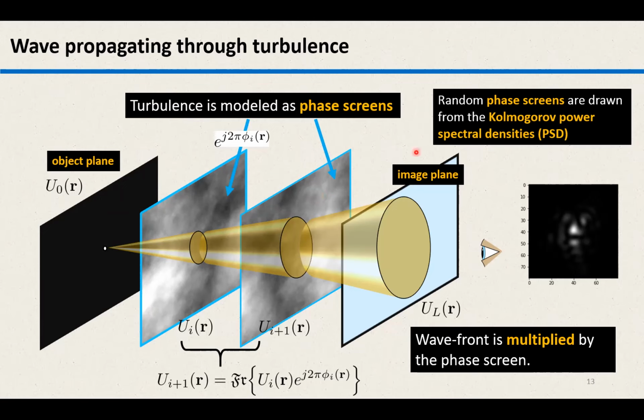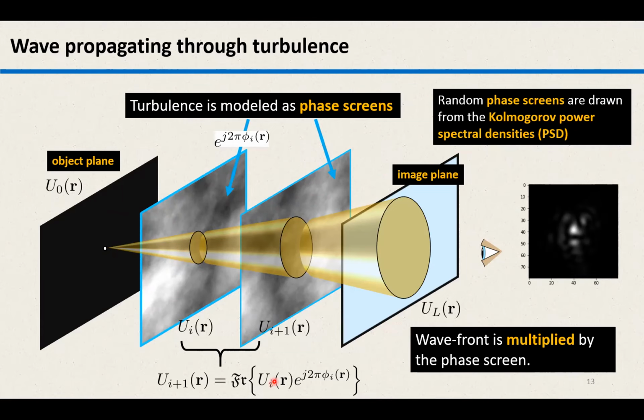These phase screens are drawn from the Kolmogorov power spectral densities. So if I tell you the power spectral density, then you just go through the standard process in random processes and draw this random phase screen. It's a 2D random process that you can draw from this power spectral density. So draw that.